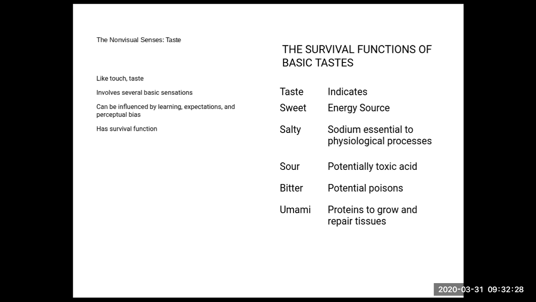So those are your 5 basic tastes, and that's how they can help with survival function and guide the way that we eat. On the left, it also says they can be influenced by learning, expectations, perceptions, right? When you have something good or somebody tells you that it's really good, that can change your perception because you hear popular opinion and things like that.